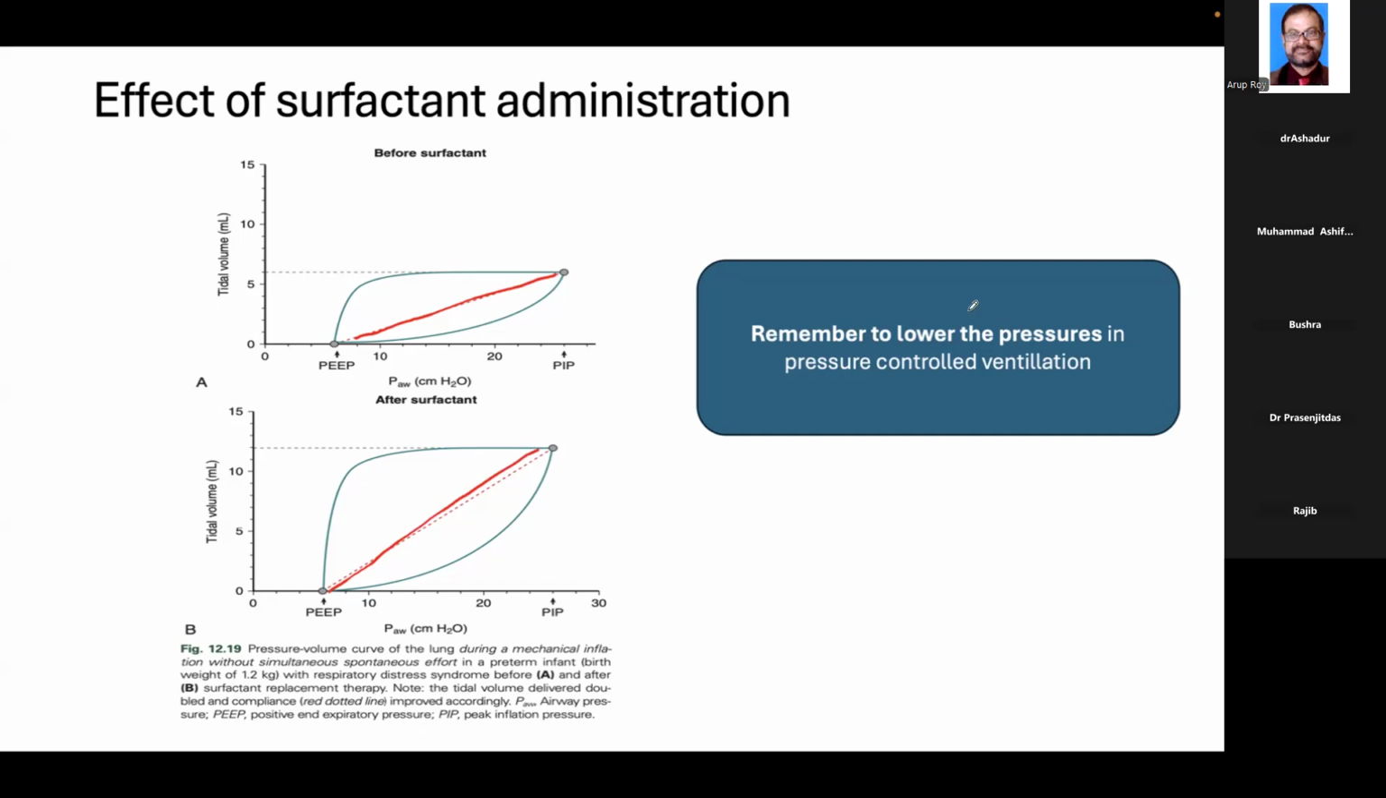We are benefited in volume guarantee ventilation, because that does auto-weaning, as we already told. So volume is guaranteed. But in pressure control, since many people are still using pressure control, there you need to come down on the pressures once the compliance increases. So this is even more important for people who are using pressure control ventilation.